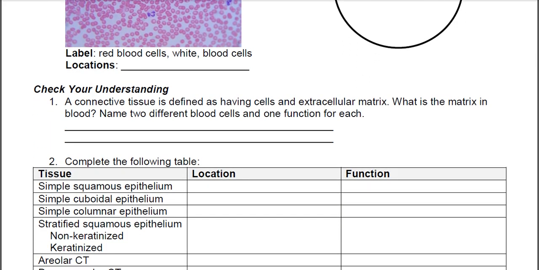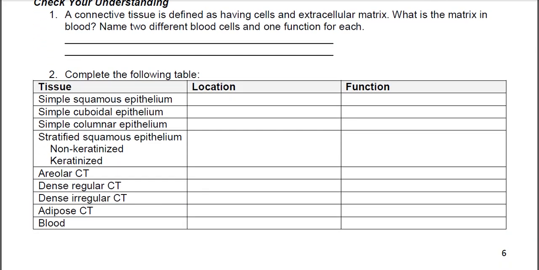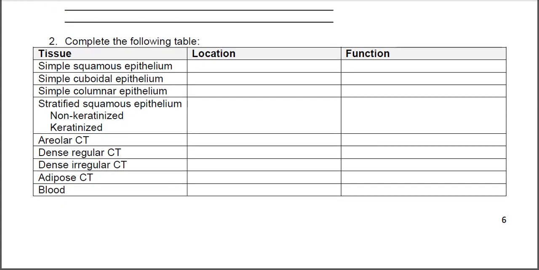Some questions for you, and you can fill in the location and function of these tissues. Let me know if you have any questions, and when you're ready, you can move on to the next lab.